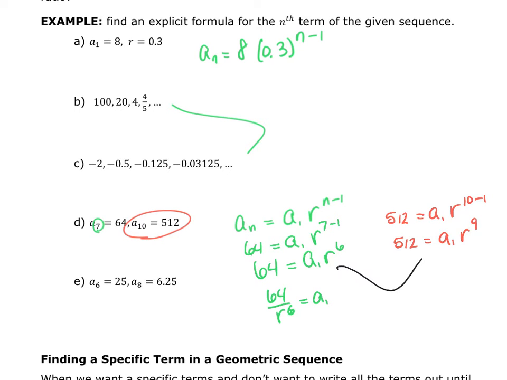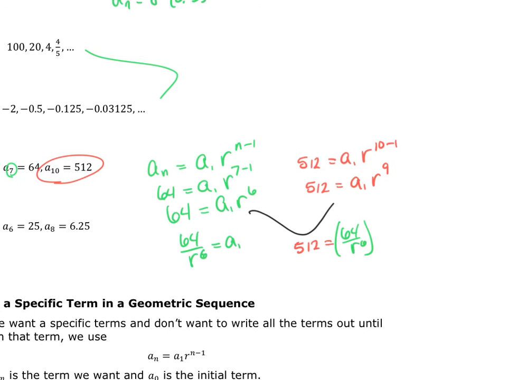So I'm going to then plug that into my second equation. So 512 is equal to 64 over r to the 6th, and then it's going to be r raised to the 9th. So what I have then, by the rules of exponents, is 512 is equal to 64 r raised to the third, because I'm going to subtract those exponents. I'm going to divide both sides by 64, and what I'm going to get is r to the third is equal to 8. And so I take the cube root of both sides, r is equal to 2.